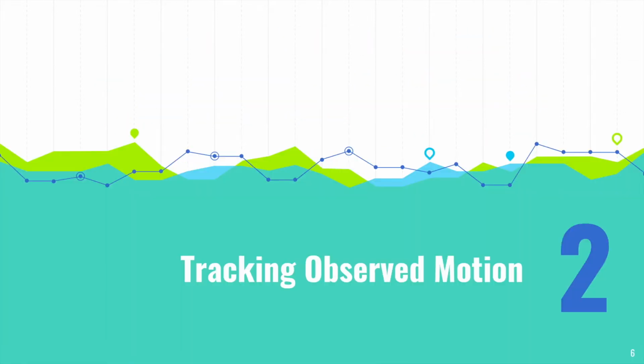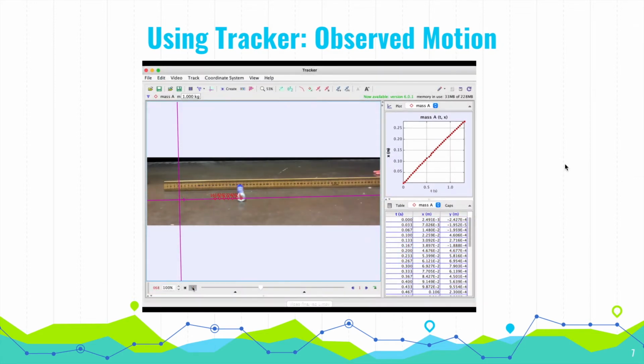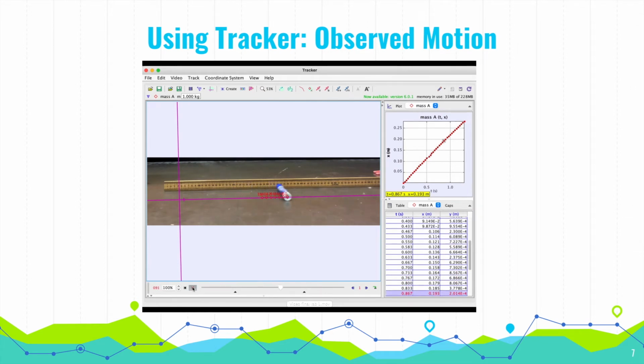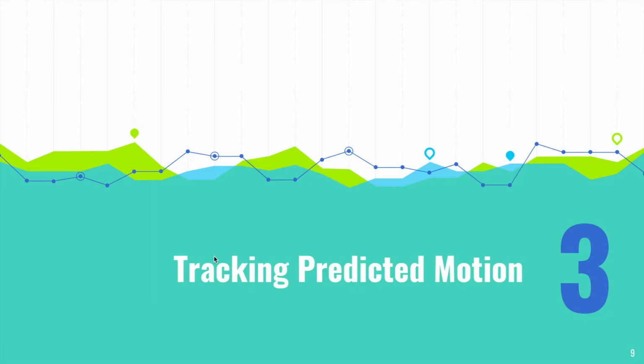Tracking the observed motion. Using the app Tracker, we're able to calculate the motion of the object with the axis labeled in purple and the red dots that label the position of the marker and its trajectory. And we can see here that this position time graph is not completely linear, unlike the predicted motion.